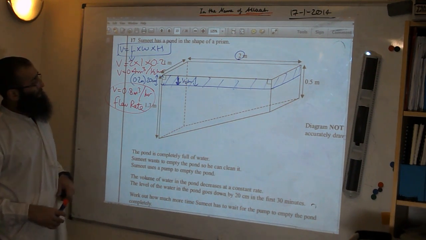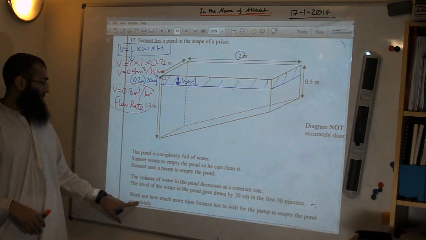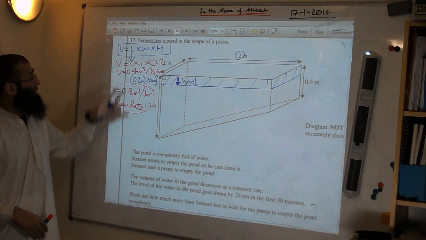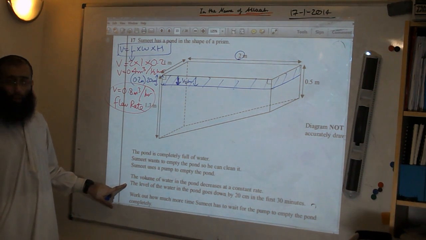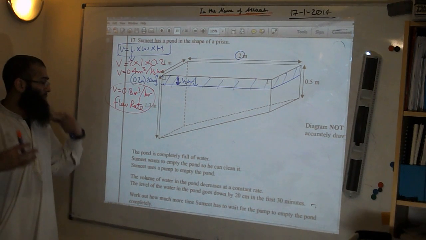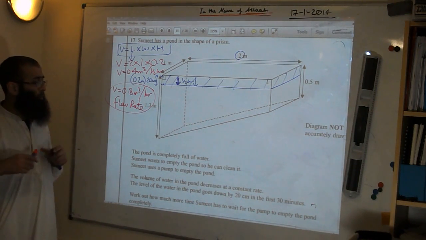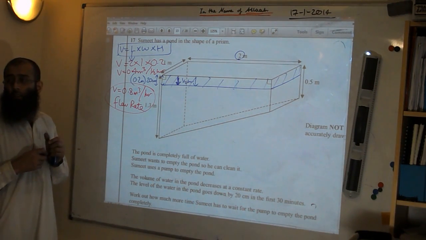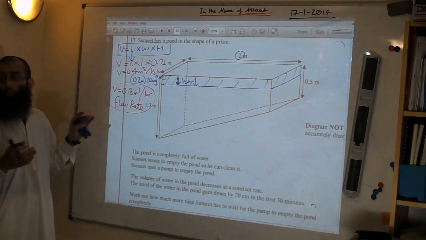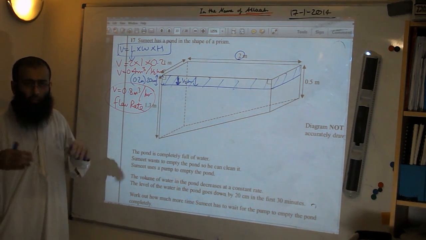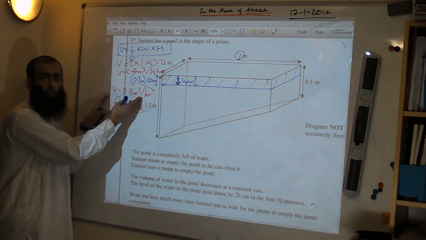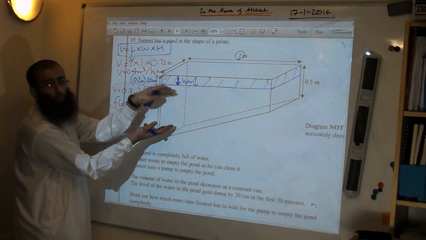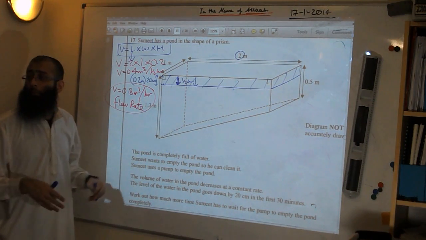Okay, now the next question on the bottom says here. That's the first part of the question. We worked out how much volume is lost. We worked out the flow rate. Now the question goes, work out how much more time Sumit has to wait for the pump to empty the pond completely. So this was the important part, to work out how much water was lost. We know how much time. We worked out then the hourly rate of water lost. Now we need to work out how much water is left and how long that will take to pump out.